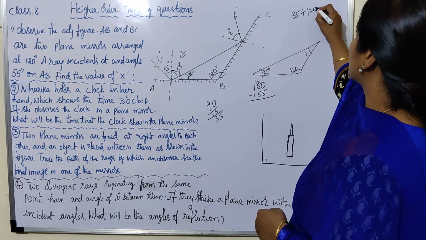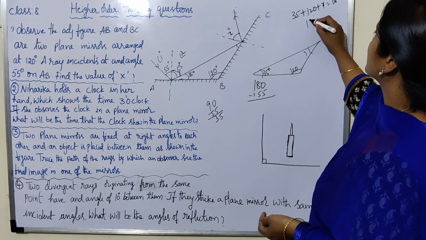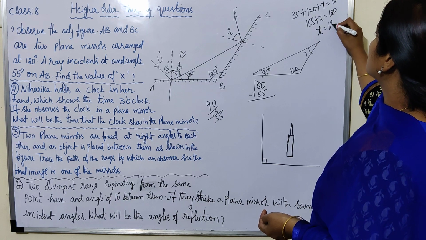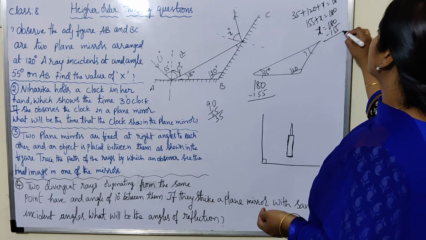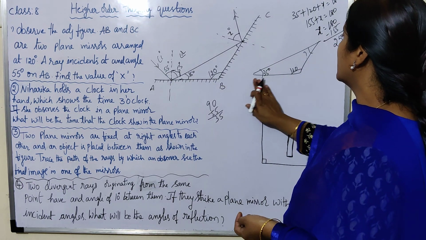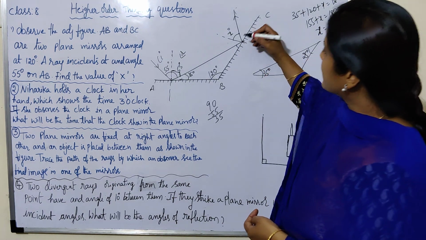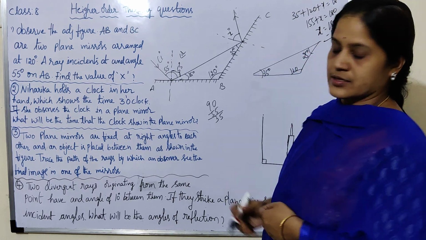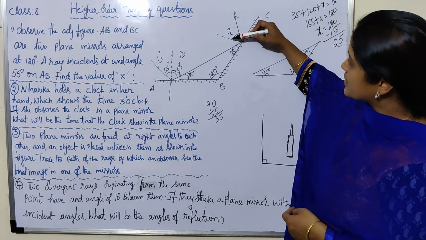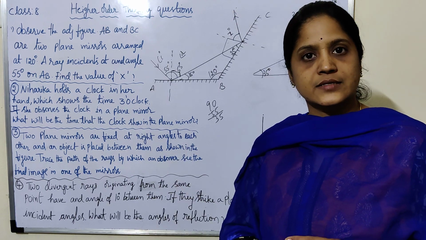35 degrees plus 120 plus some angle x is equal to 180. Then you get 155 plus x is equal to 180. Then x is equal to 180 minus 155. How much will you get? 25 degrees. So right here this angle is 25 degrees. Again here you have one normal, and from this normal to this plane mirror the angle is 90 degrees.